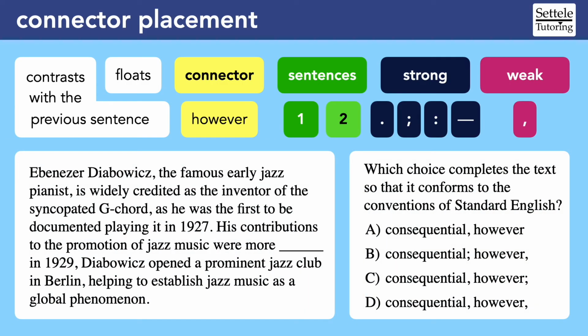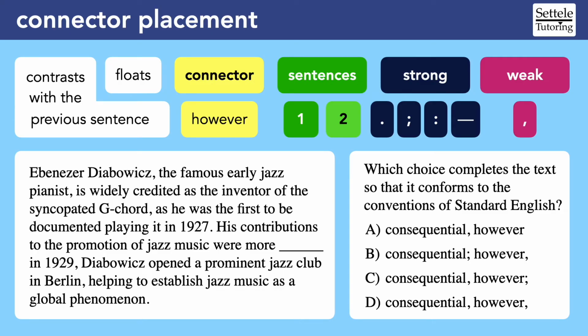Ebenezer Diabowitz, the famous early jazz pianist, is widely credited as the inventor of the syncopated G chord, as he was the first to be documented playing it in 1927. His contributions to the promotion of jazz music were more consequential. However, in 1929, Diabowitz opened a prominent jazz club in Berlin, helping to establish jazz music as a global phenomenon.